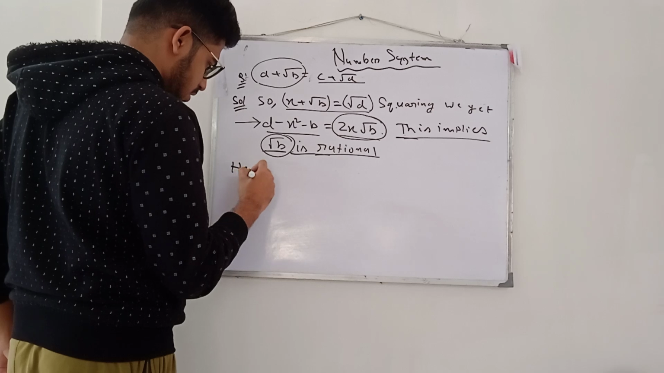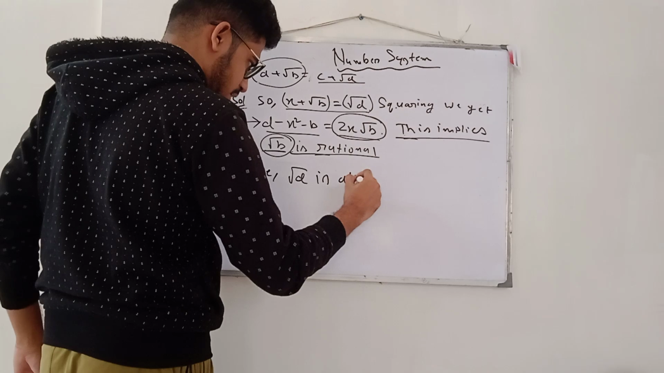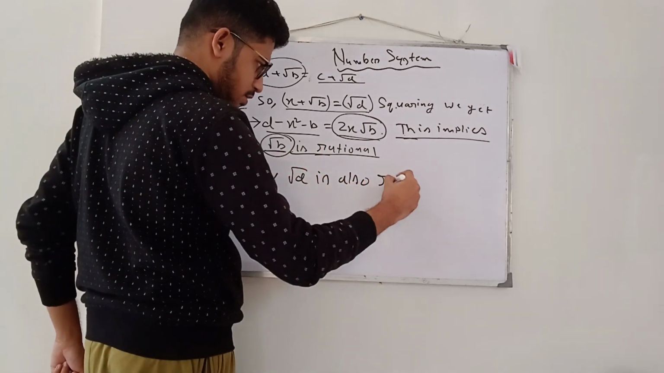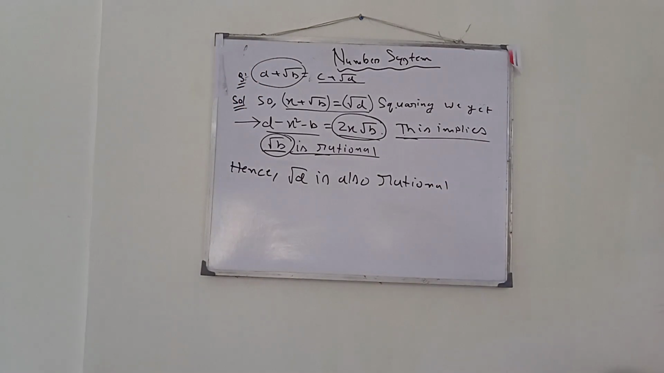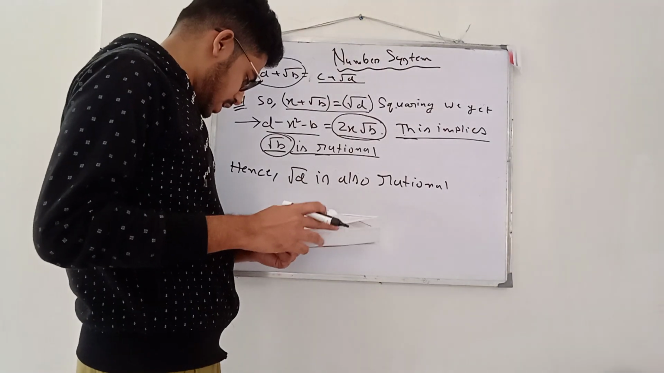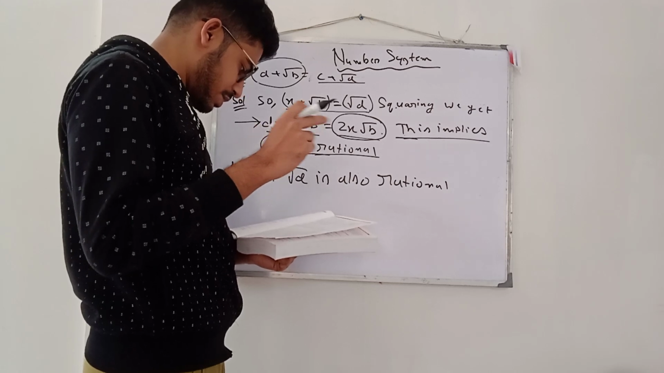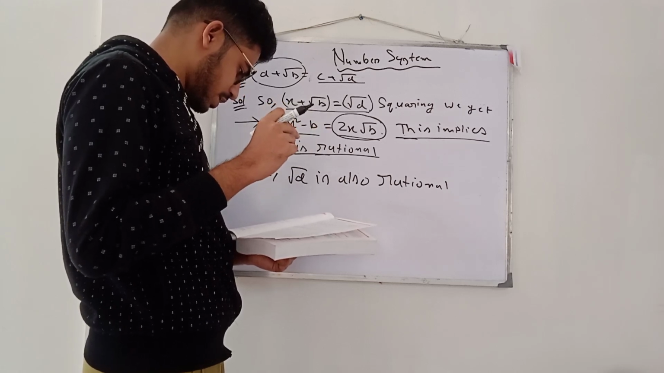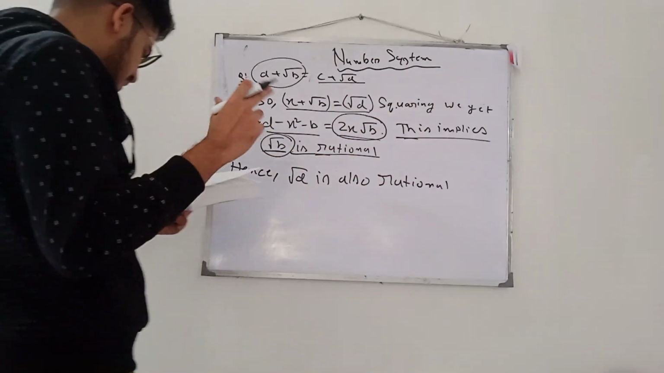Hence they are saying root d is also rational. Thus b and d are squares of rational, hence the result. The question here is: if a plus root b is equal to c plus root d, where a, b, c, d are rational, then a is equal to c and b is equal to d, unless b and d are squares of rational.